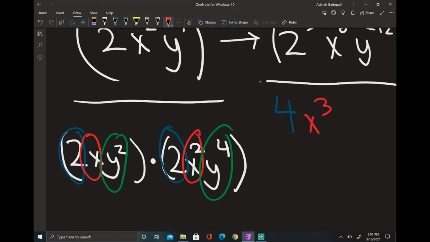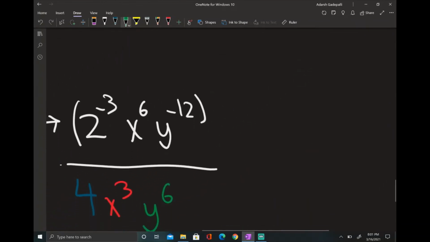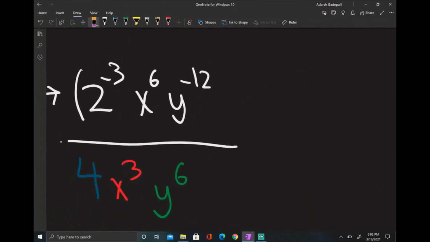And then y squared times y to the 4th. 2 plus 4 is 6. So y to the 6th. And so that's our denominator. So now we have the numerator and the denominator. So before we do anything else, there's 2 ways you can go about doing this. You see the negative exponents. So what you could do is just take those negative exponents and put them in the denominator to make them positive. So this is probably the best way to do this one.